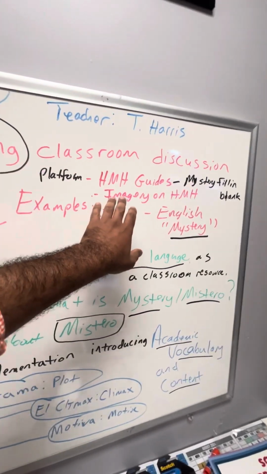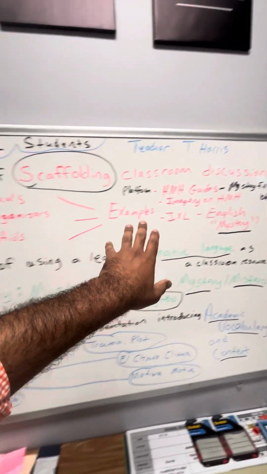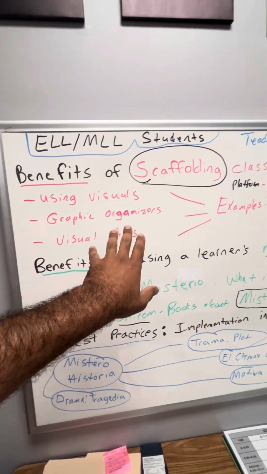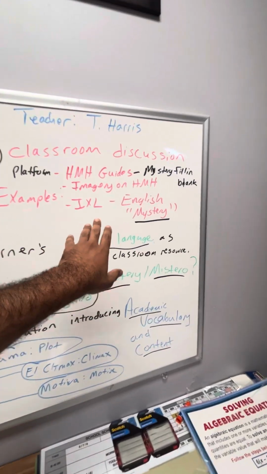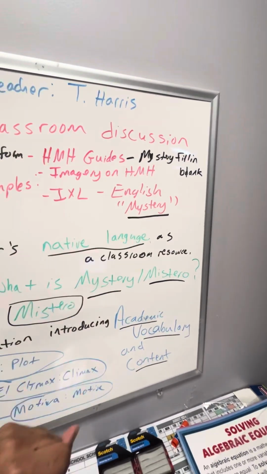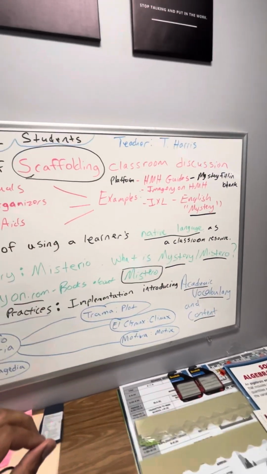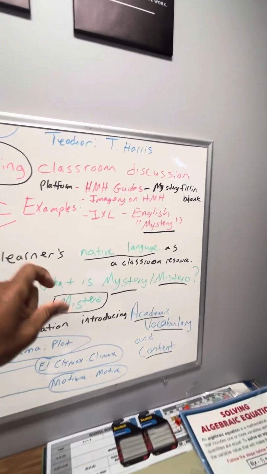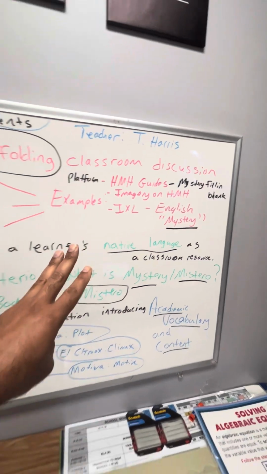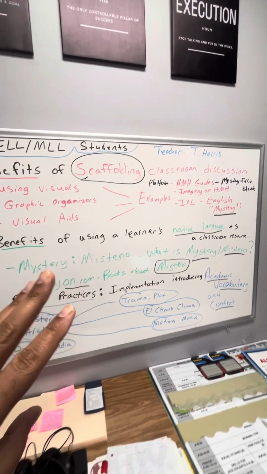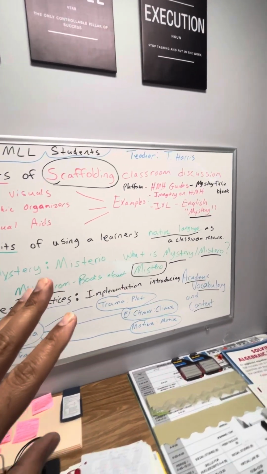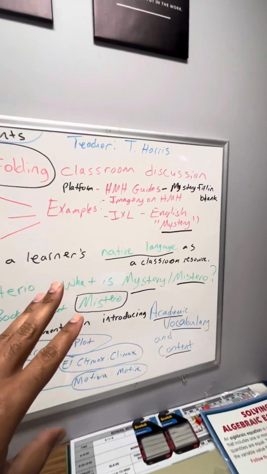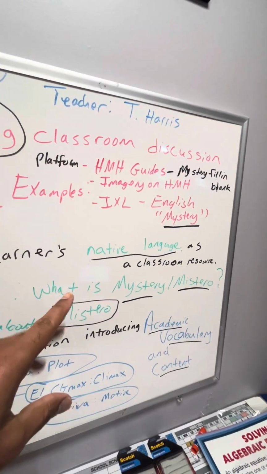Also, a lot of imagery is key in ELL scaffolding benefits for learners. That website has different reading passages. They have different lessons in ELA, science, social studies, and math using those platforms on HMH, which has been very critical, very beneficial for the kids' learning growth.